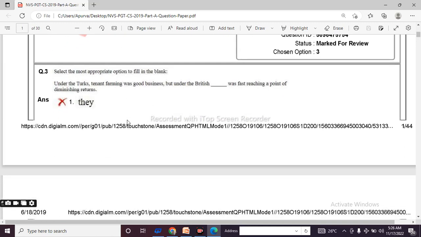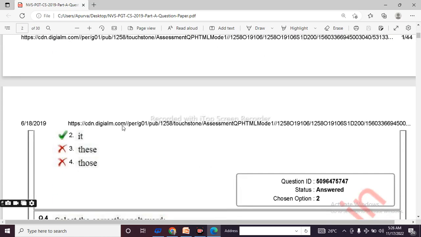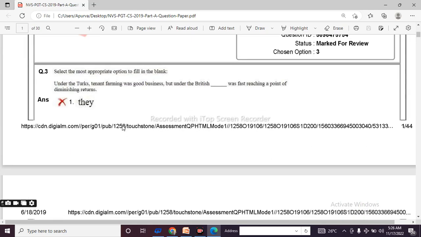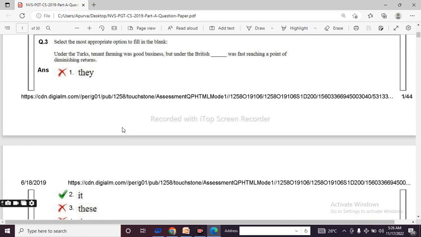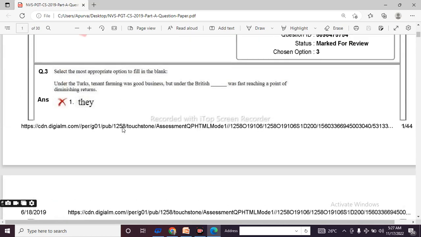Select the most appropriate option to fill in the blank. Under the Turks, tenant farming was good business, but under the British, blank was fast reaching a point of diminishing returns. So what will be the answer? The options are they, it, these or those. So the answer will be it. Under the Turks, tenant farming was good business, but under the British, it was fast reaching a point of diminishing returns.